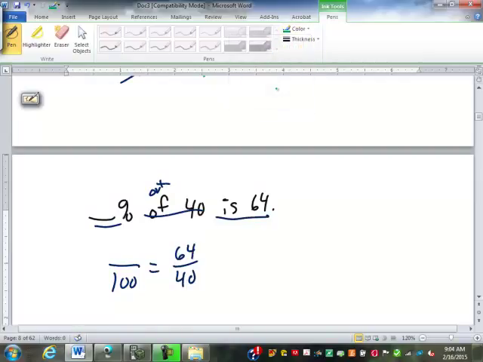Now, before we cross multiply and divide here, the top number is bigger than the bottom number, which would indicate what about our percent? Well, it's an improper fraction, but also the percent would be bigger than 100. The part is bigger than the whole thing here. So we cross multiply. 100 times 64 is 6,400. Divide by 40. You got it. 160. Good job, Jason.